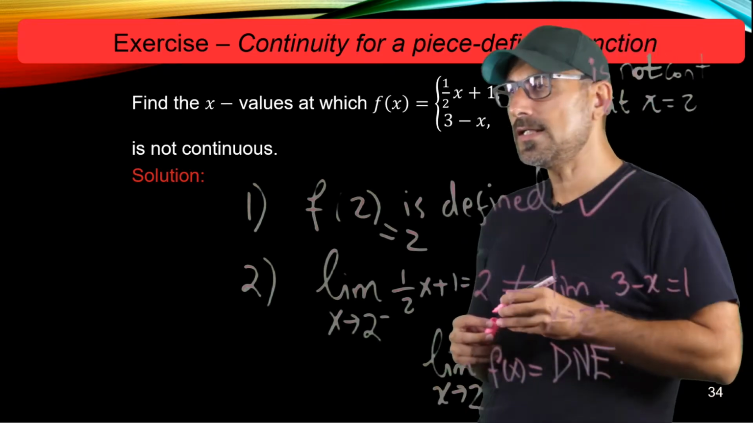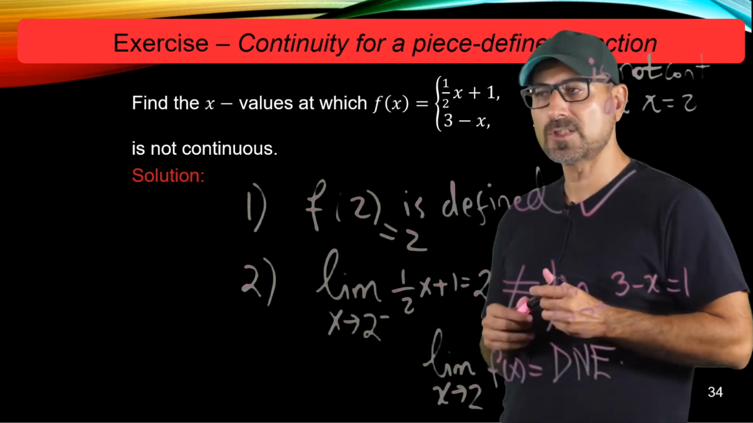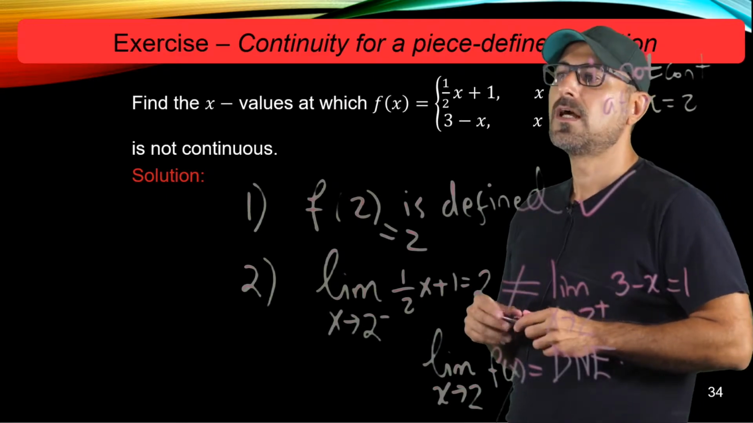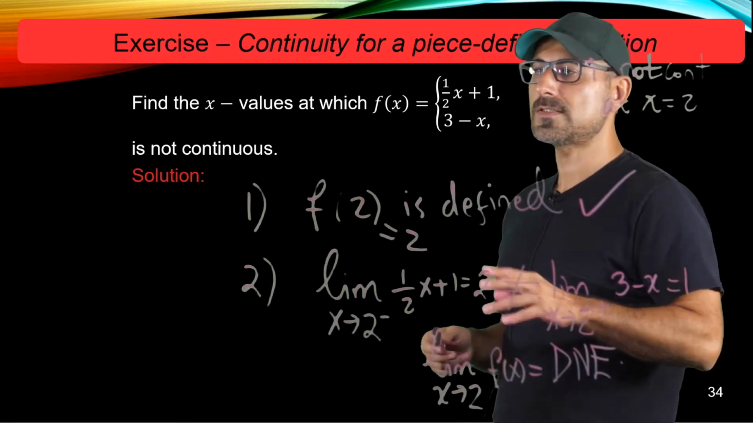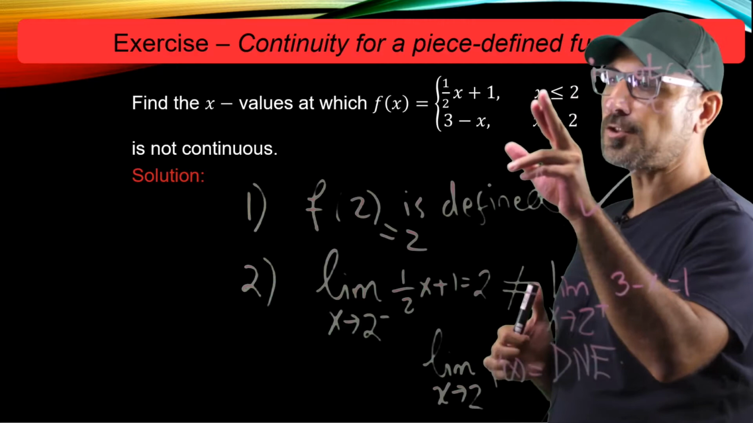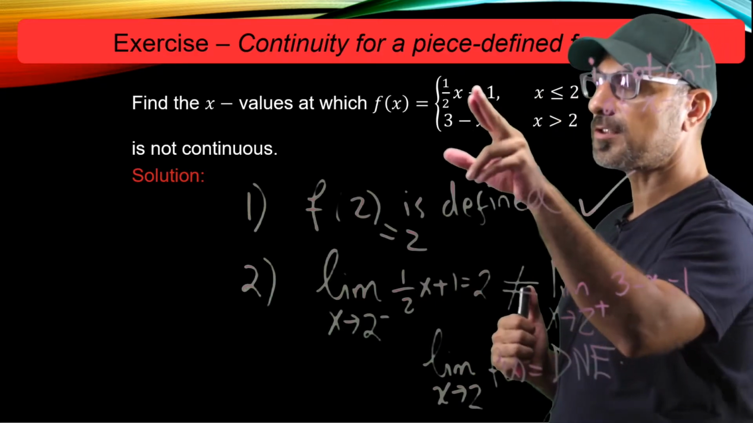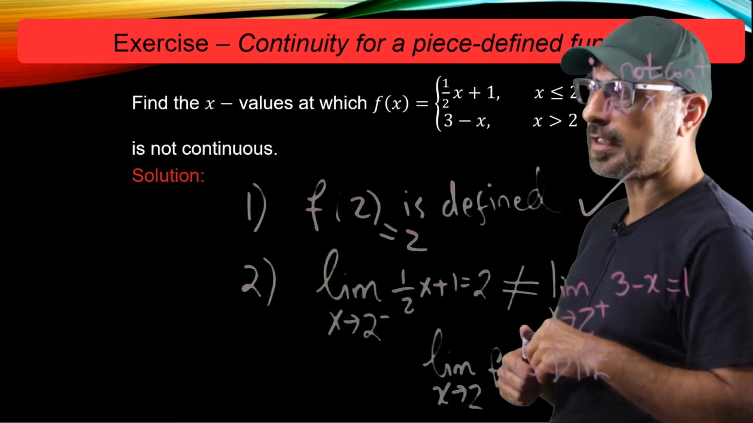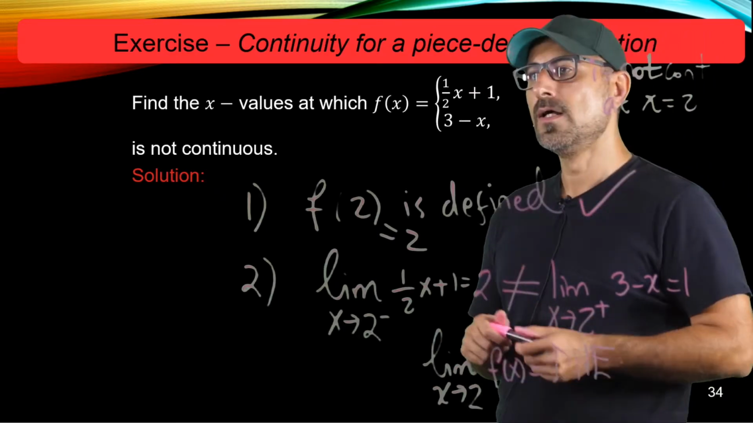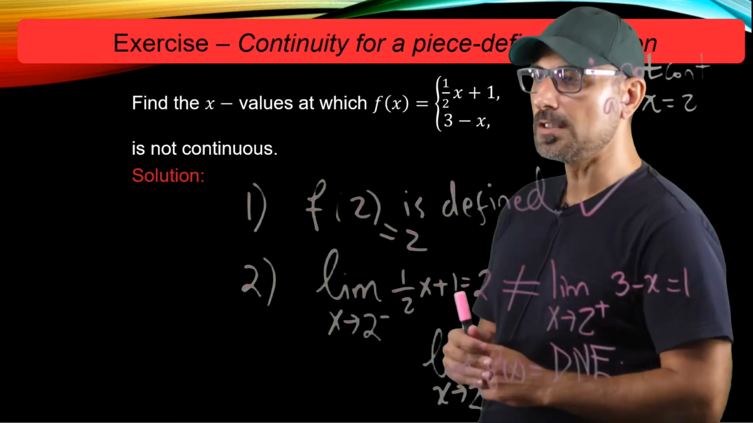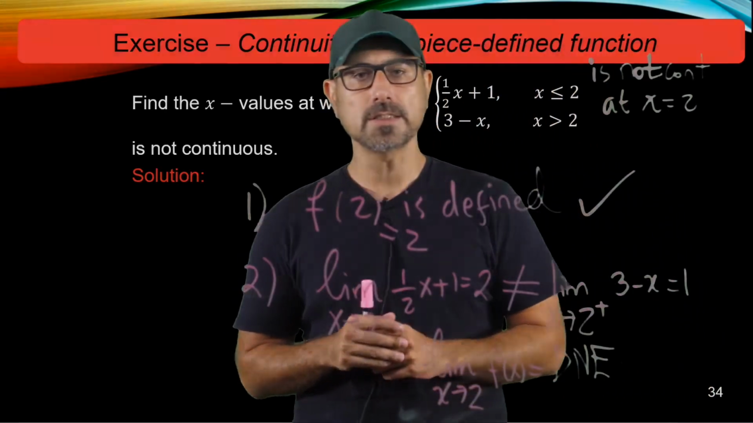Is there any other x value for which f is discontinuous? Well, there's none, because as I said, if you are not talking about x equals 2 but any other x, then either function is a polynomial, and polynomials are continuous functions. So x equals 2 is the only point of discontinuity.